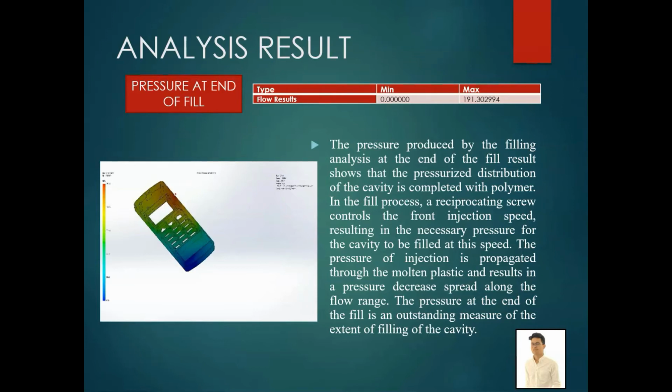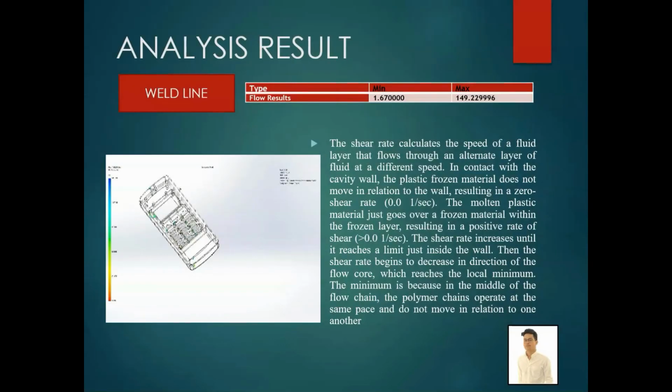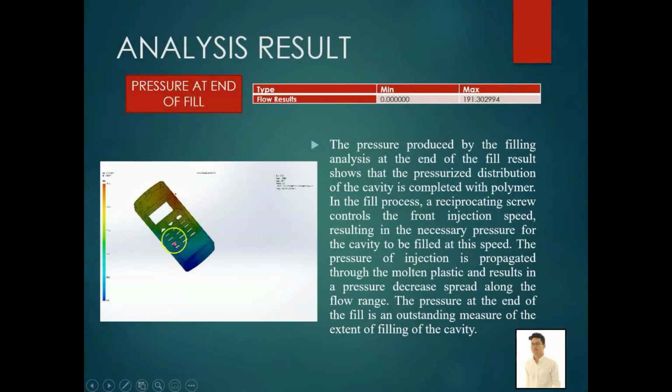Okay, so the result, the red is the point of the gate for the plastic, and the blue is the minimum of the pressure.